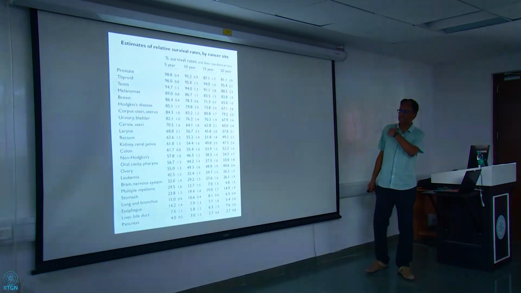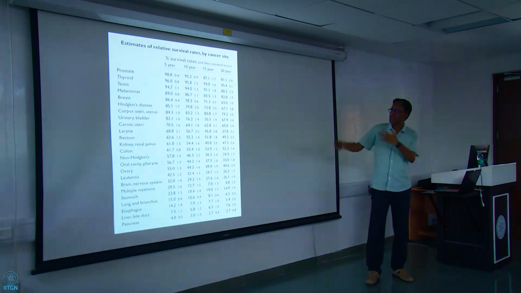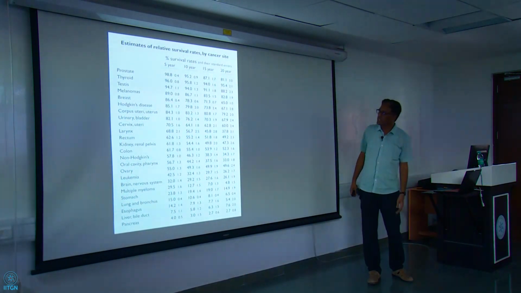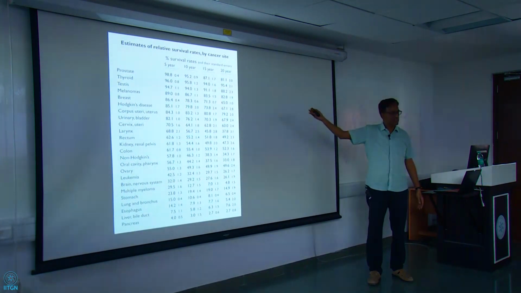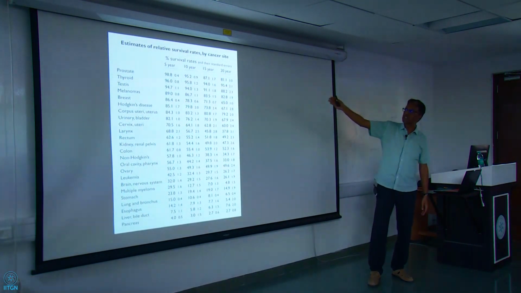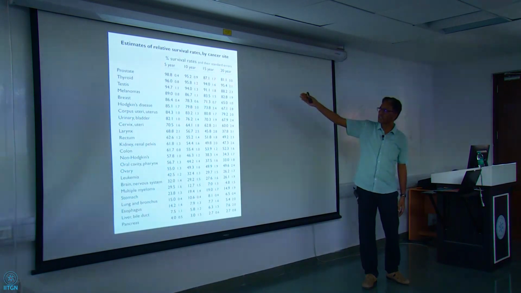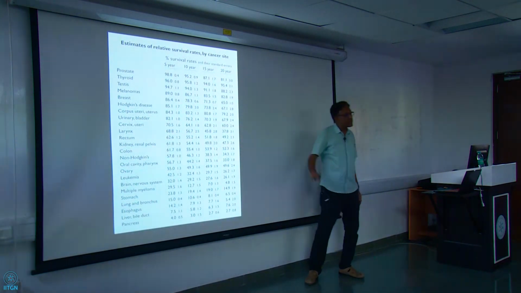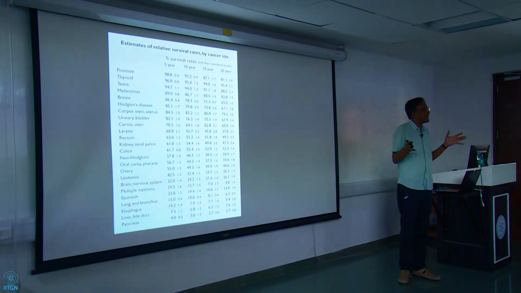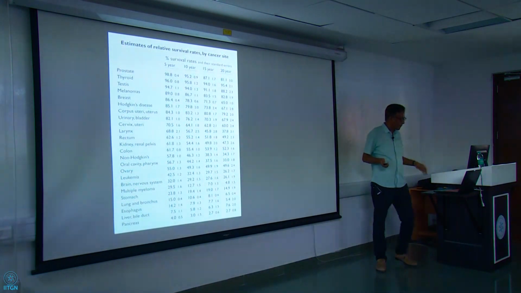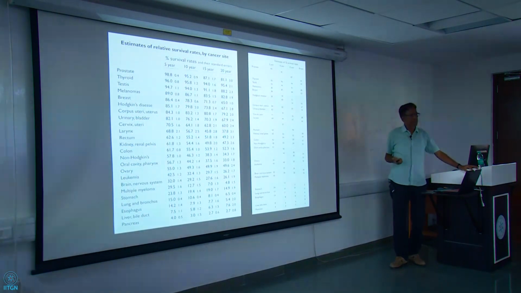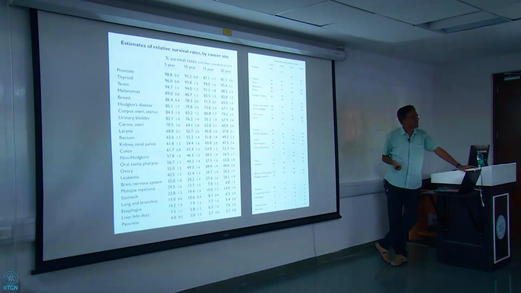So this is the data, for example, you come across. So estimates of relative survival rates. You have prostate and then you have these variables, right? So percentage of survival and there is also a standard error that's kept here. And there is a lot of data and it's difficult to make sense of this, right? So this is a better encoding of the same data.